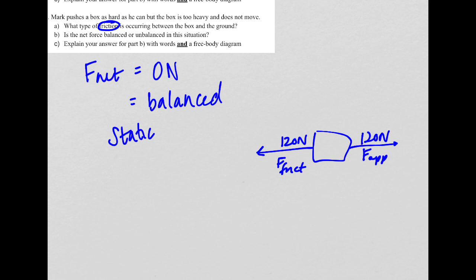It's exactly equal to 0 newtons net, because when we draw our net force diagram, it would be 0 newtons. It has to have a balanced net force so that we know for sure it's not moving. If this was 140 newtons, it would not be a net force of 0, it would be a net force of 20 newtons to the left. So I apologize, my bad. Okay, so the type of friction is static. It is a balanced force.